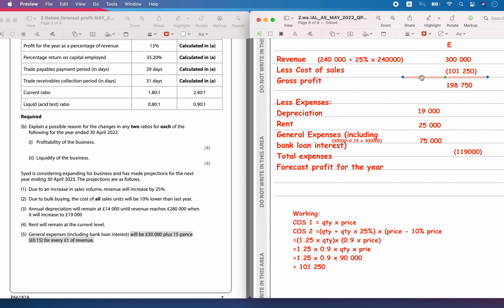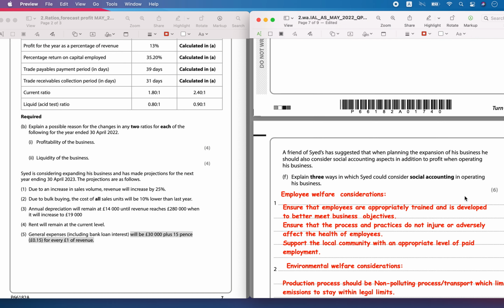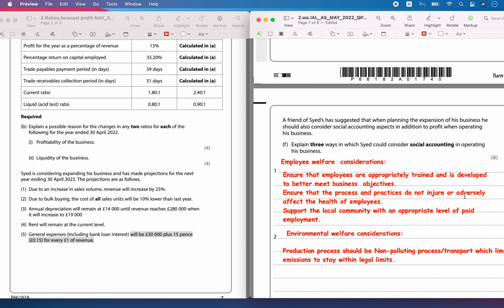Now let's calculate the forecast profit for the year. The forecast profit for the year will be equal to 198,750 minus 119,000. So that will be equal to 79,750.